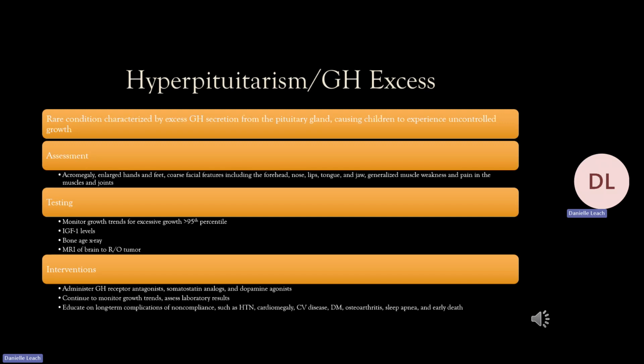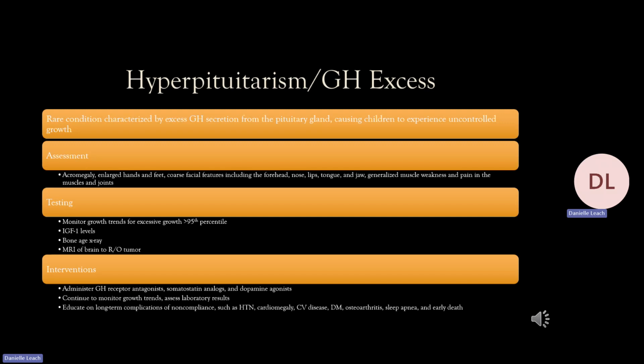Diagnostic testing for growth hormone excess includes monitoring growth trends, especially if the child does have excessive growth and is over the 95th percentile. We can also test for IGF-1 levels. They will be elevated with hyperpituitarism. IGF is insulin-like growth factor. We can also do bone age x-rays, which can show an advancement of bone growth, and then an MRI of the brain to rule out any tumor.